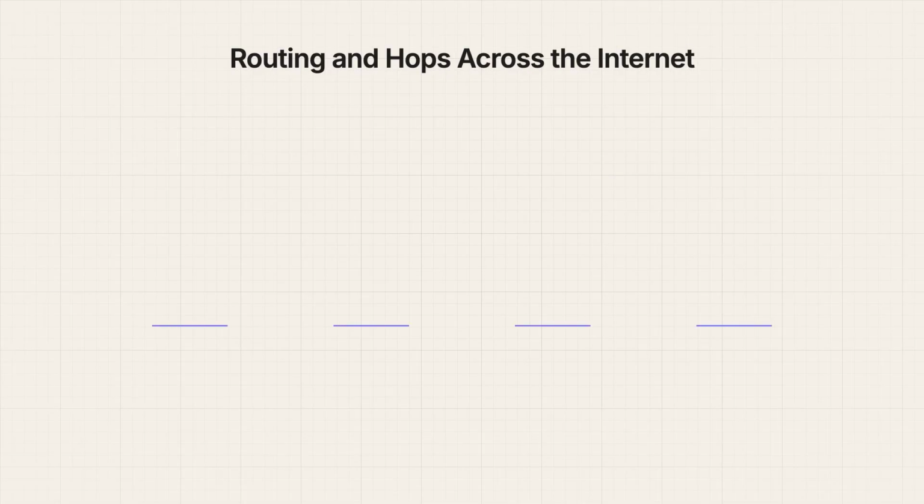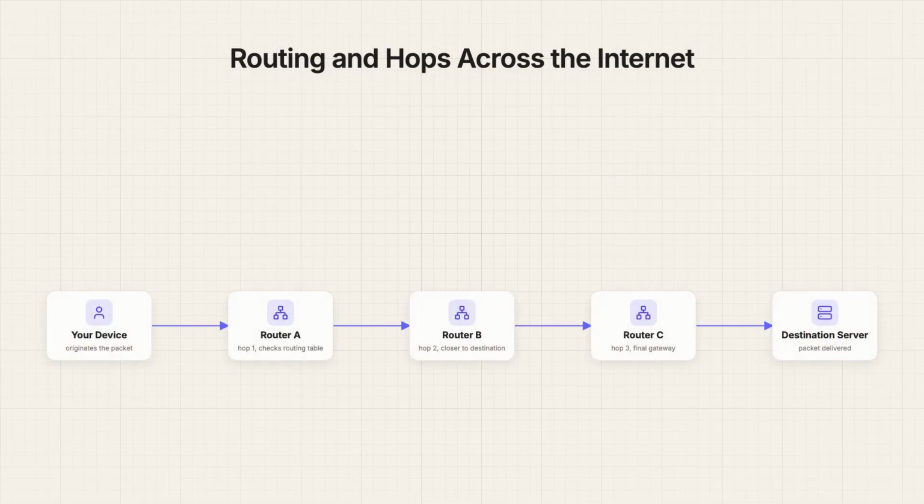A packet rarely takes a direct path. It hops through a series of routers, each of which reads the destination IP, consults its routing table, and forwards the packet toward the best next hop. A typical request might cross 10 to 20 routers. Each hop adds a small delay, which is why geographic distance affects latency.